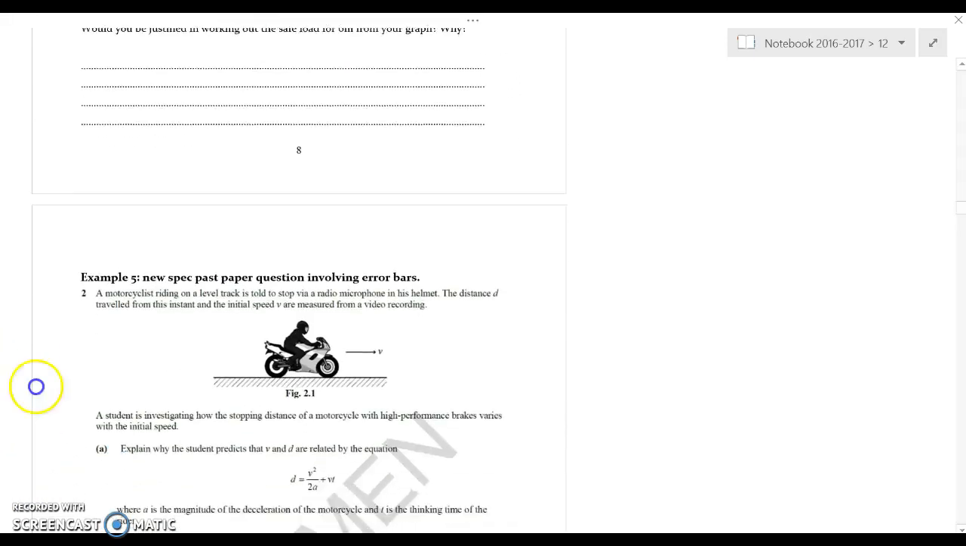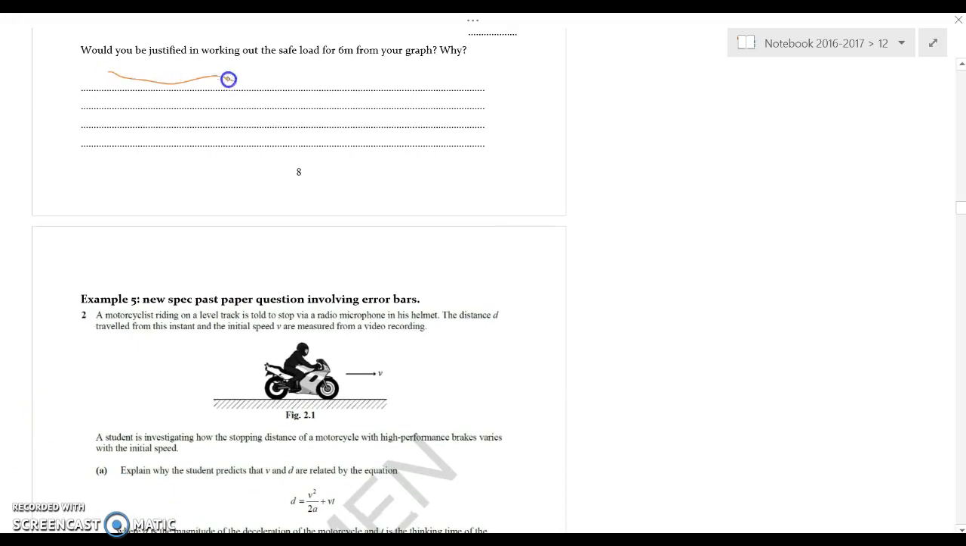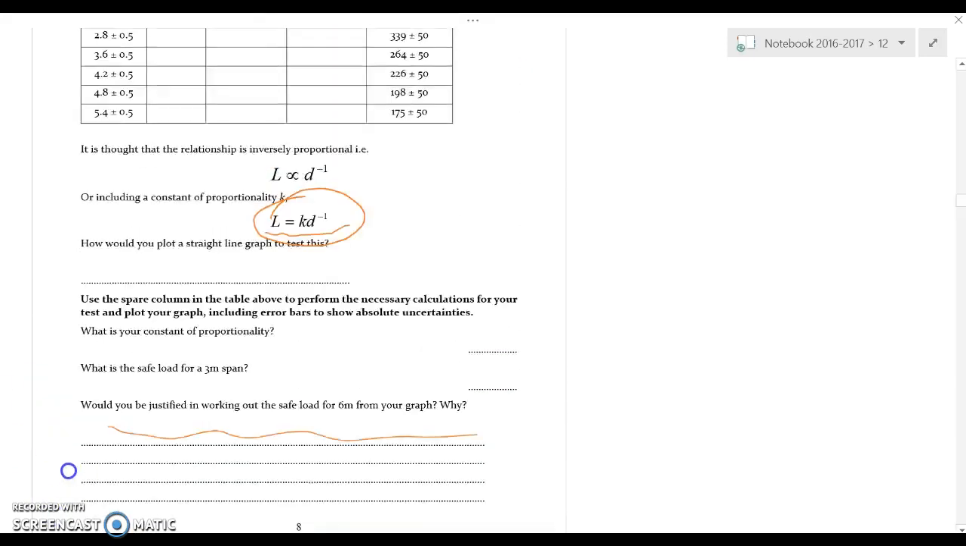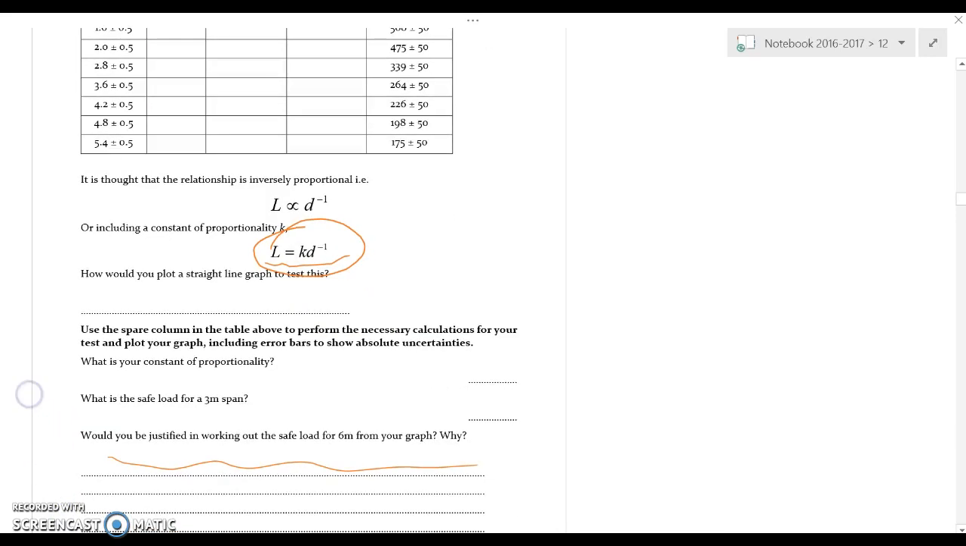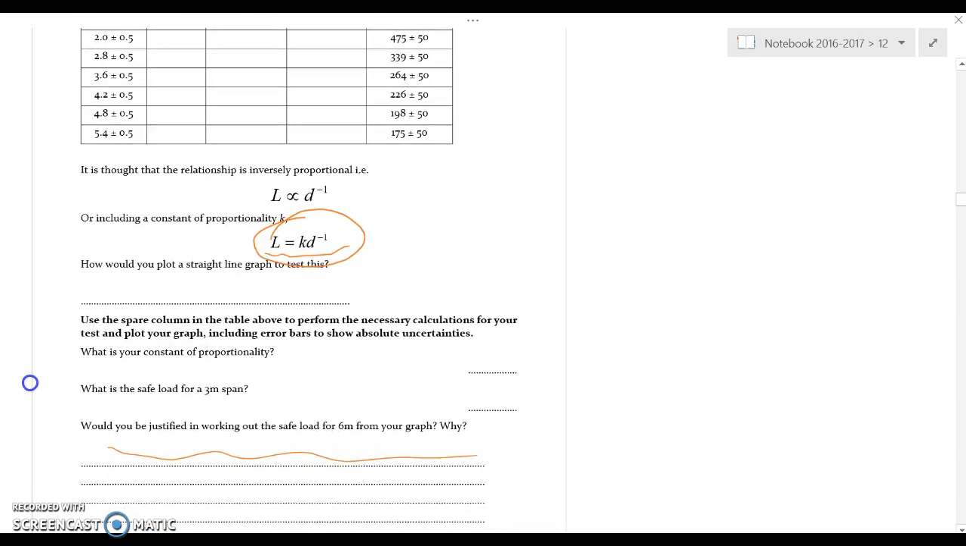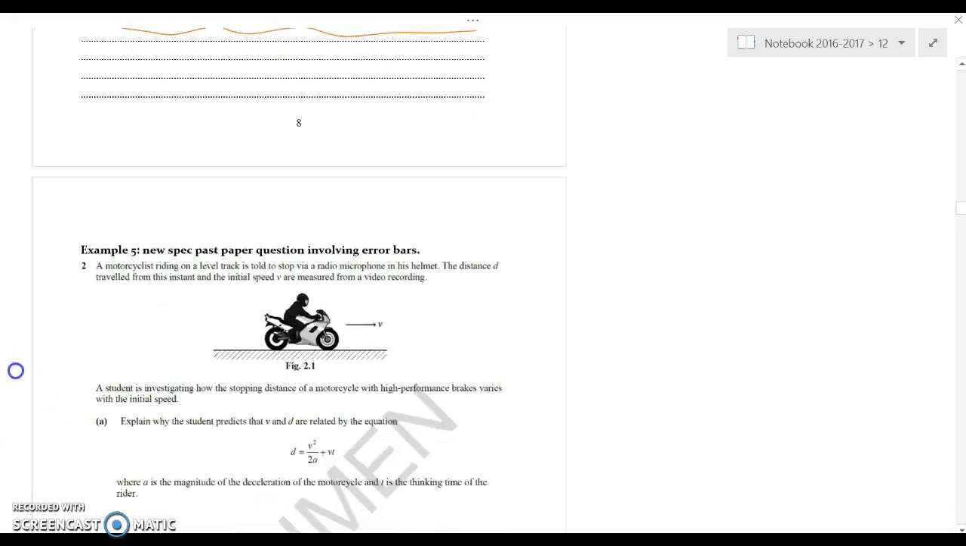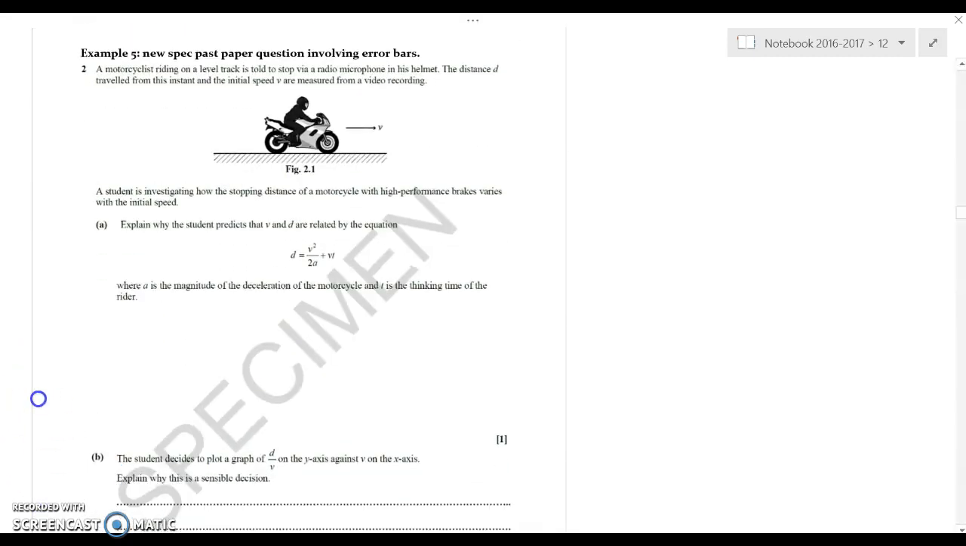Okay, there's a challenging question down here at the bottom, which asks whether you would be justified in working out a safe load from 6 meters from your graph. And why? Think about the concept of extrapolation. Think about how valid it would be to extrapolate in this case. Would it, or wouldn't it? Let's hear your thoughts.